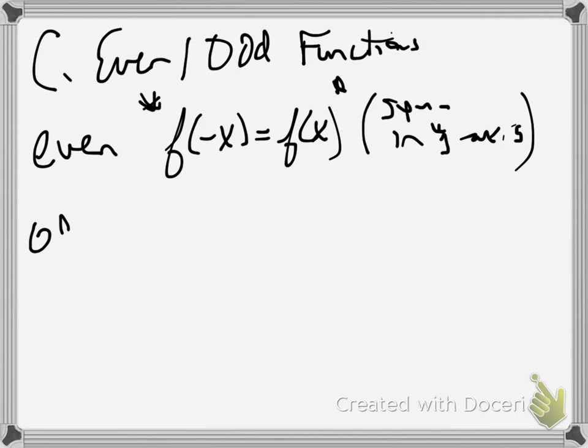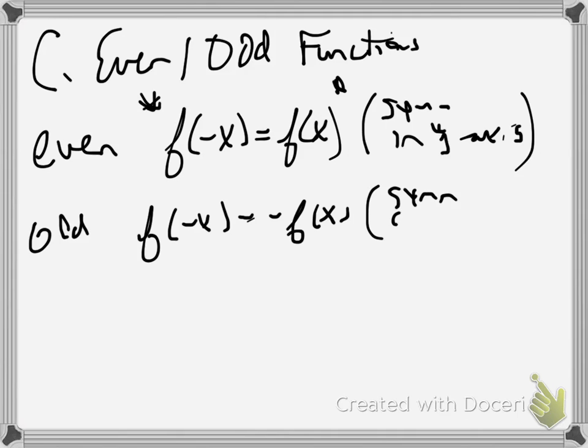Now, as far as an odd function, that means f of negative x equals negative f of x. And as far as the graph is concerned, that's the same as saying that the graph is symmetric about the origin. So that's, again, a way you can check to see if you did the algebra right. Let's do a couple examples of that.